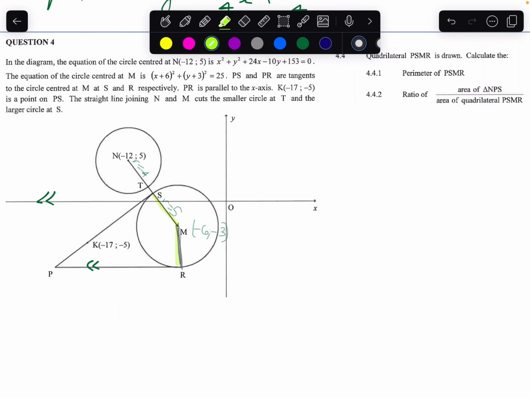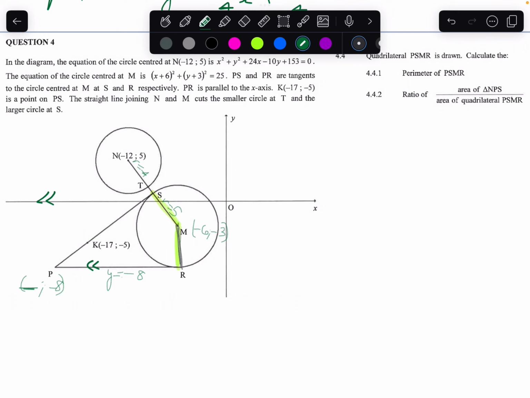SM and MR are easy because they're both radii, so we know it's 5 plus 5. As for PR and PS, what I'm thinking is, we need the coordinates of P, and what we know about P is that it lies on PR and it lies on PS. We have the equations for both these lines, so we know that the equation for PR is y is equal to -8. So we already know that P has a y coordinate -8. We don't know what the x is yet.